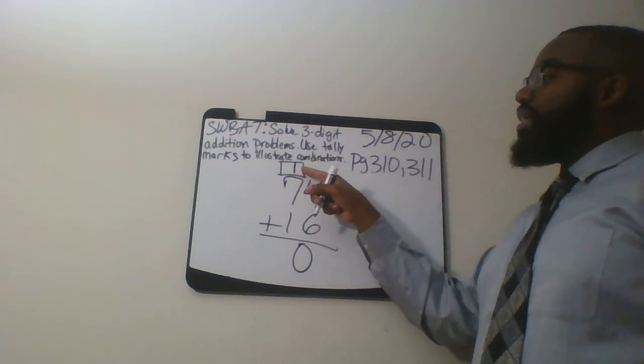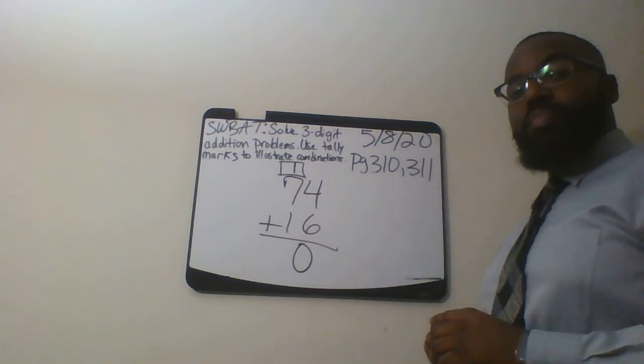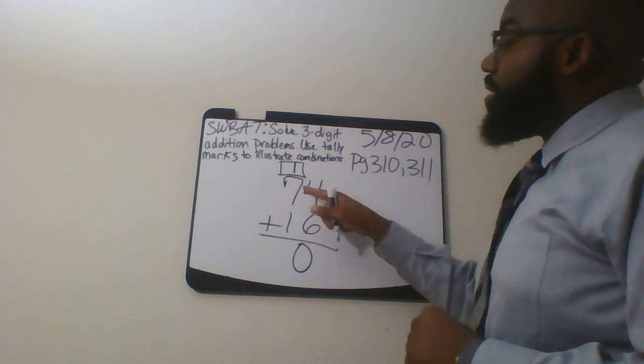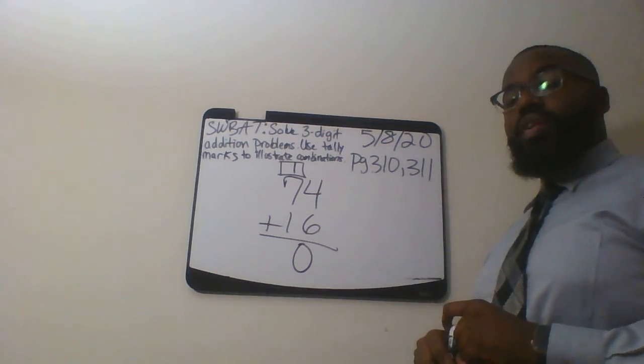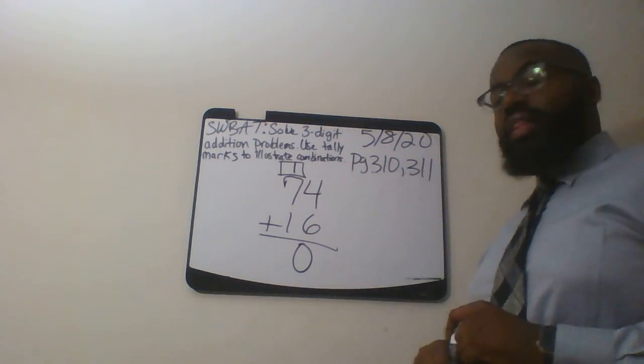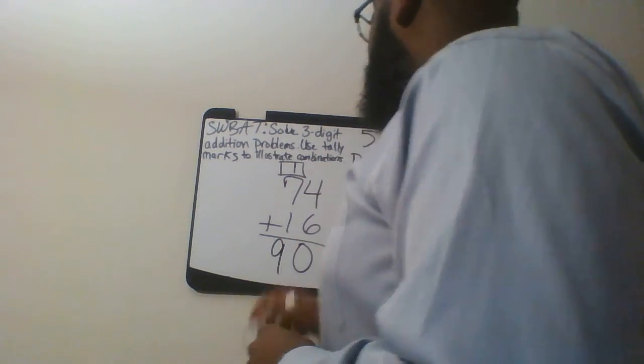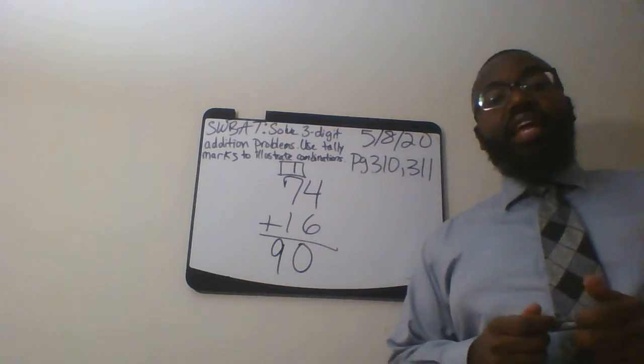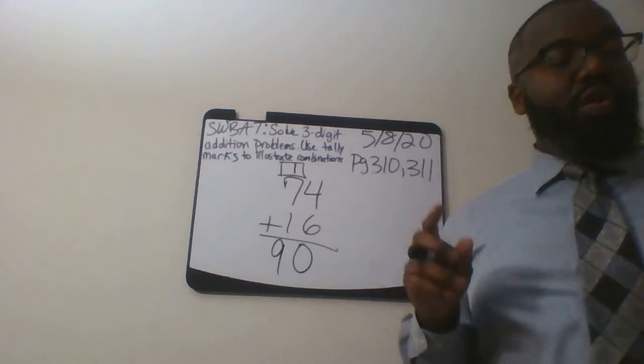So let's begin. What is 1 plus 7? That is indeed 8. Next, what is 8 plus 1? That is 9. So the answer to 74 plus 16, that is 90. Let's move over to number 2.